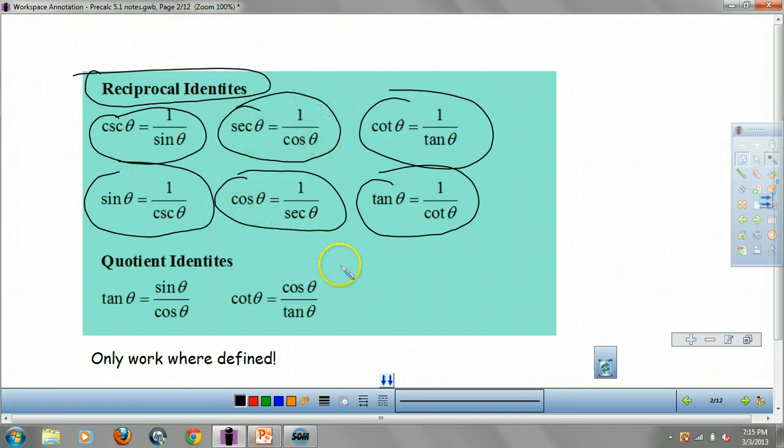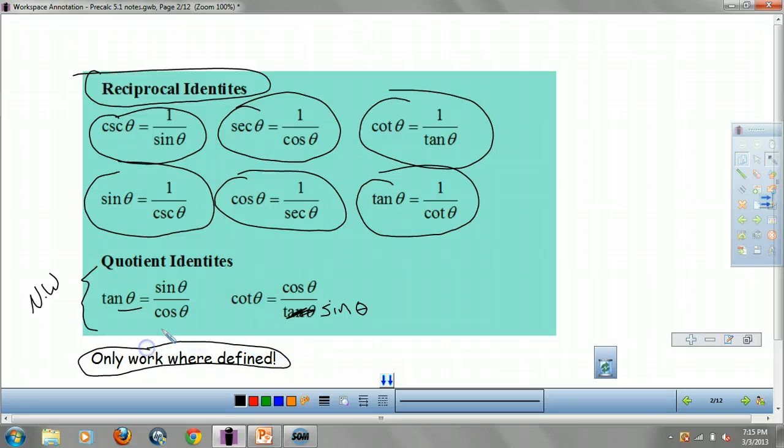We learned that. These two are going to be noteworthy, and that's just because they're so important and come up so often. Tan of theta is sine of theta over cosine of theta. Cotangent, your crazy silly book, is actually cosine of theta over sine of theta. All these things are equivalent statements, and they work all the time, except when they aren't defined.